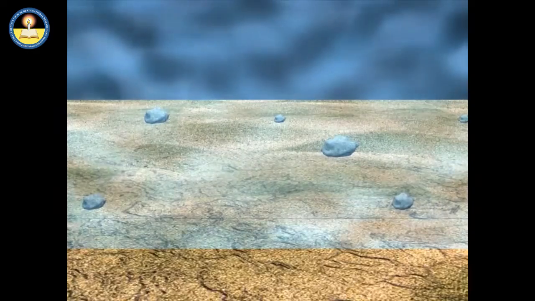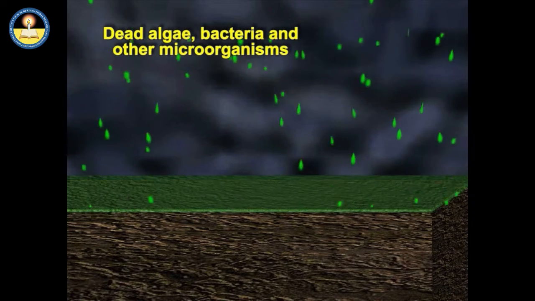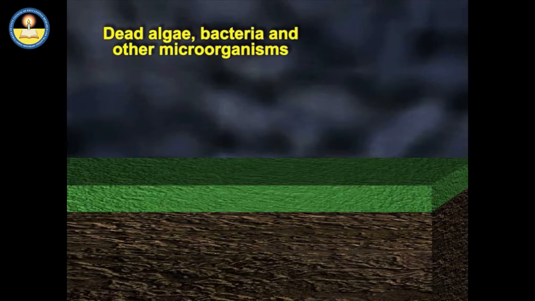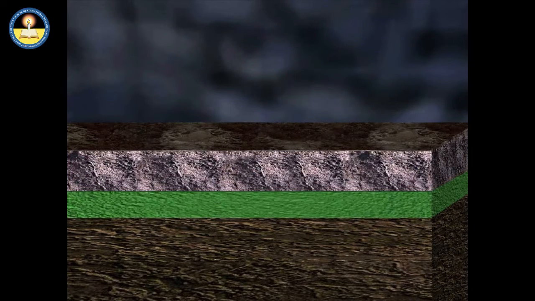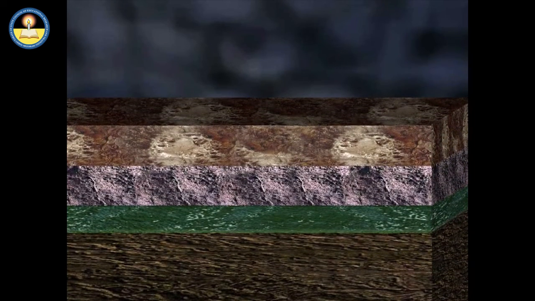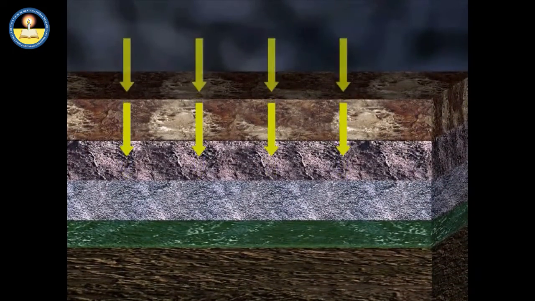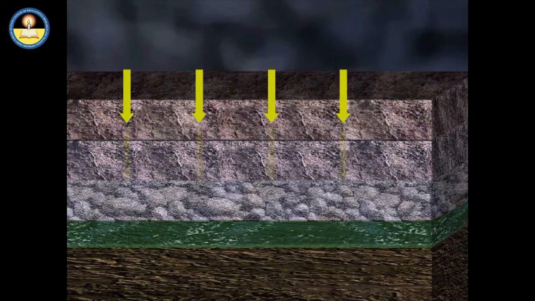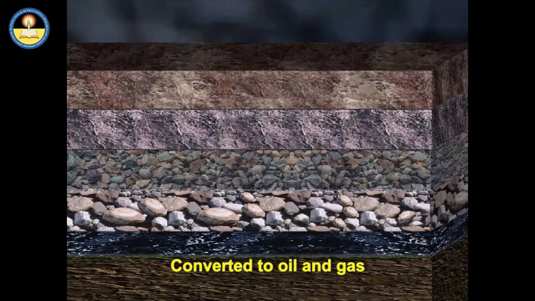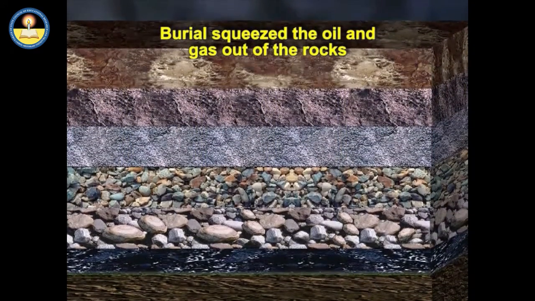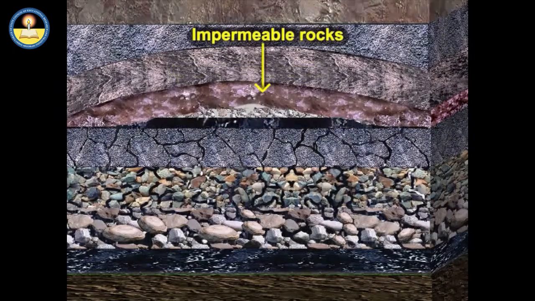Petroleum formation started in the prehistoric times. Algae, bacteria, and other microorganisms after dying sank from the surface layers to the bottom of the sea. Sand, carbonate sediments and clay transported by the rivers together with the minute organisms formed a deposit of organic silt. Over the years, the organic silt was buried under layers of sediments and under the combined action of heat and pressure was converted to oil and gas. Burial squeezed the oil and the gas out of the rocks in which they were formed towards low pressure areas until layers of impermeable rocks stopped the flow.